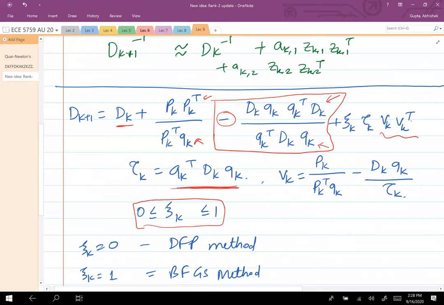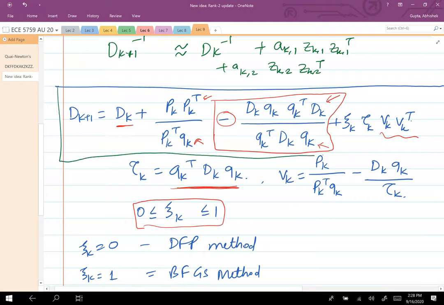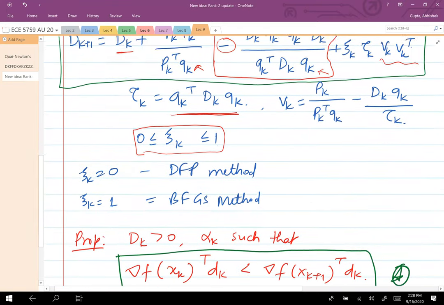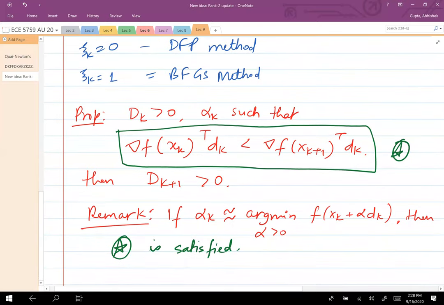And so now the overall update is given by this giant expression, which looks intimidating, but when you code it, it's pretty straightforward. It leads to a class of quasi Newton's methods because your CK can take any value between 0 and 1. And what we know from the proposition is that if DK is positive definite and alpha K is approximately line minimization, then your DK plus one is going to be a positive definite matrix. Okay, that's the overall train of thought in this quasi Newton's method.